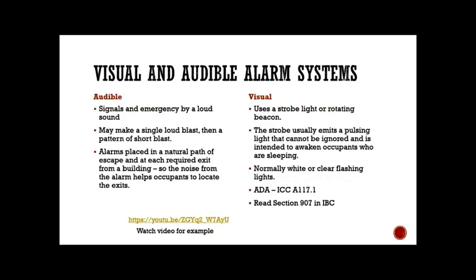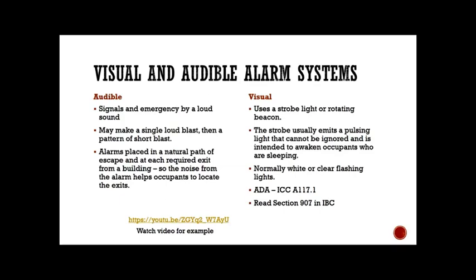Now you have visual and audible alarm systems. Audible, of course, signals an emergency by a very loud sound. And you'll find in the IBC code book it tells you the decibel level that the sound needs. It may make a single loud blast or a pattern of short blasts. Alarms are placed in the natural path of escape at each required exit, so the noise from the alarm helps occupants locate the exit. The visual alarm uses a strobe light or rotating beacon.